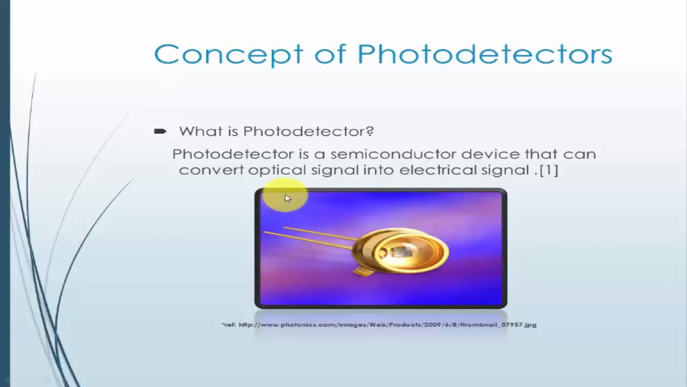Before we start our topic, we have to know what a photodetector is. A photodetector is a semiconductor device that can convert an optical signal into an electrical signal. And what do we mean here by optical signal? There are three theories that are widely used to describe the behavior of the optical signal. The one that we are focusing on here is the one explained by the quantum theory, which says that the optical signal consists of discrete units called photons.